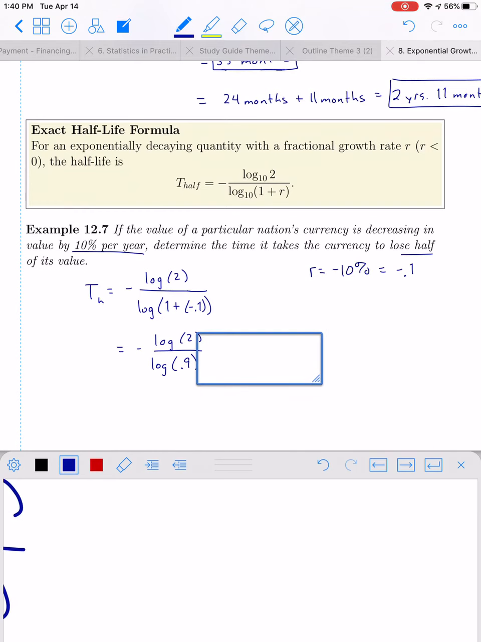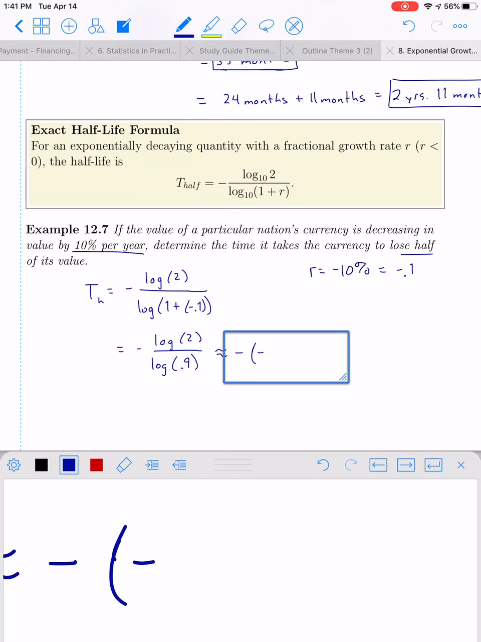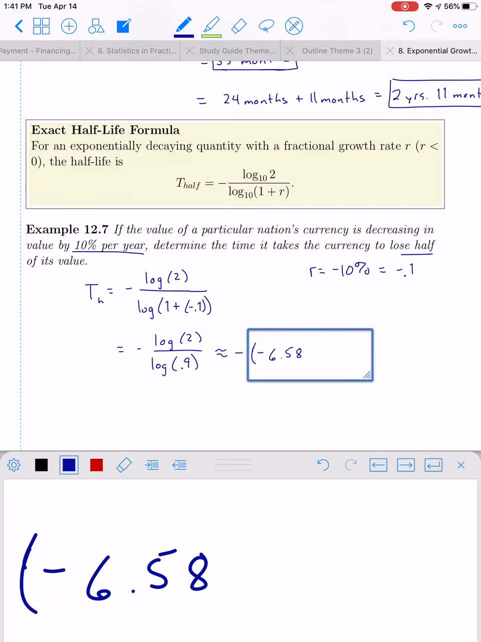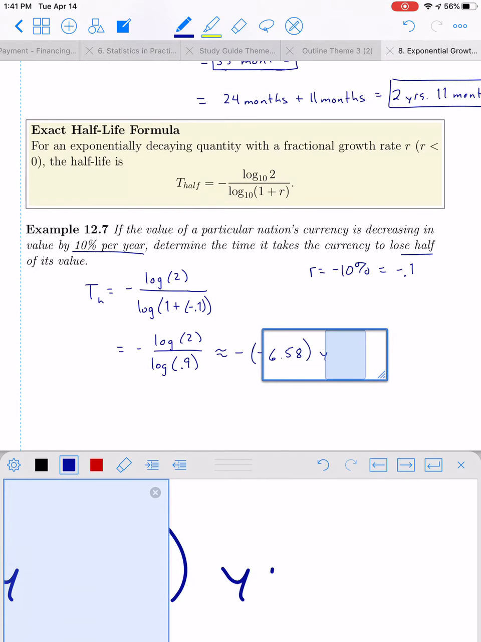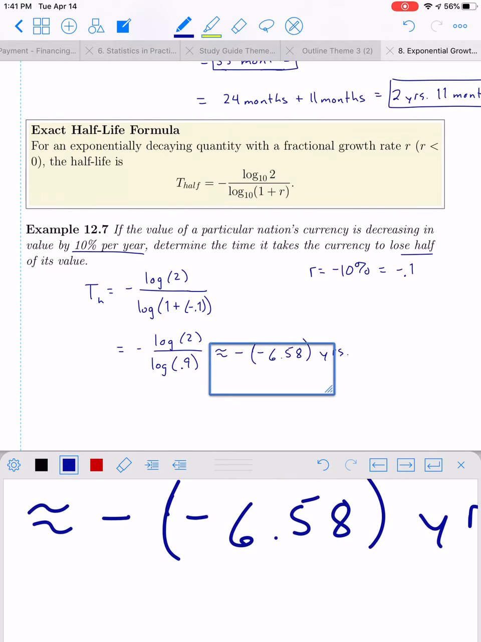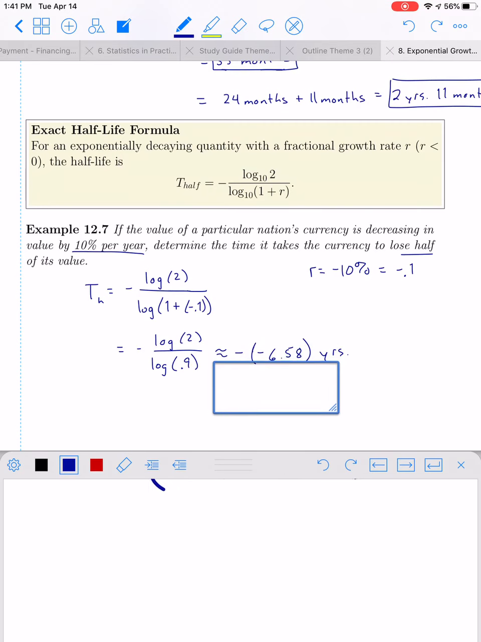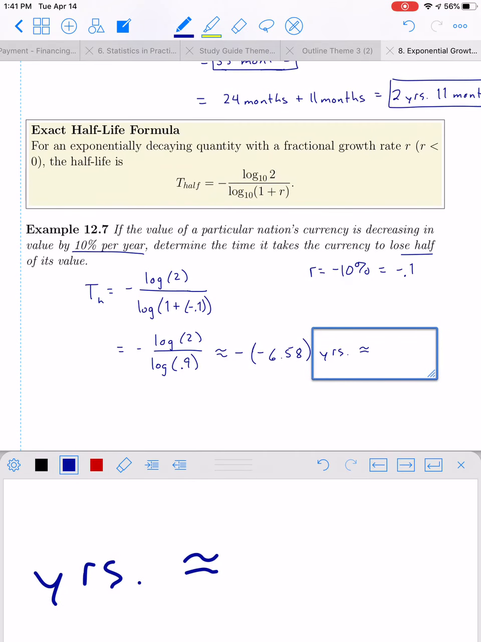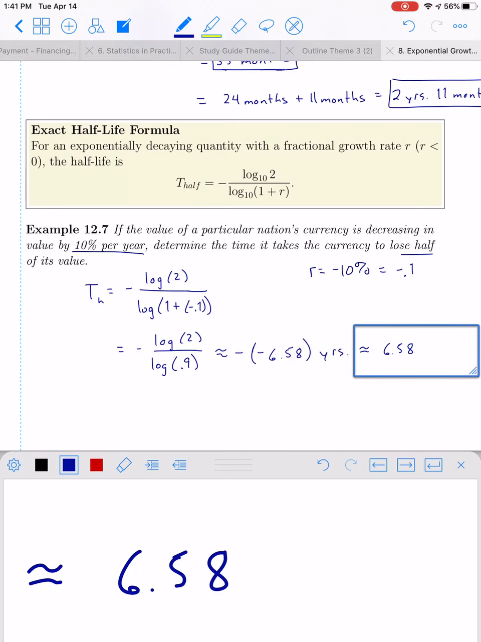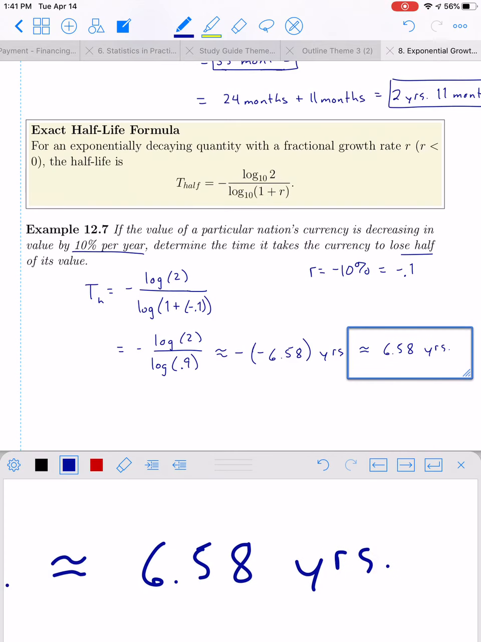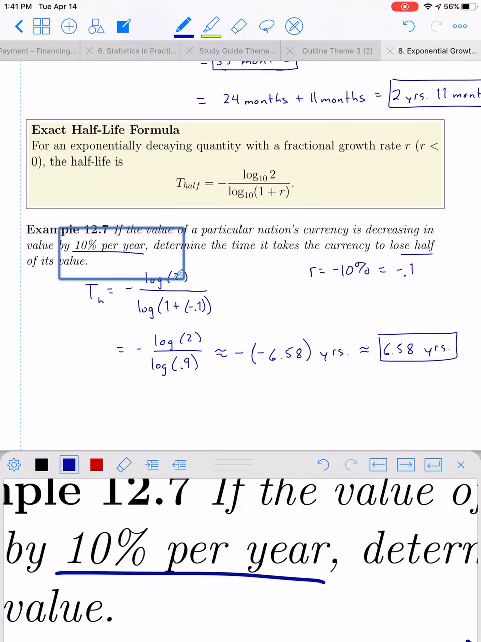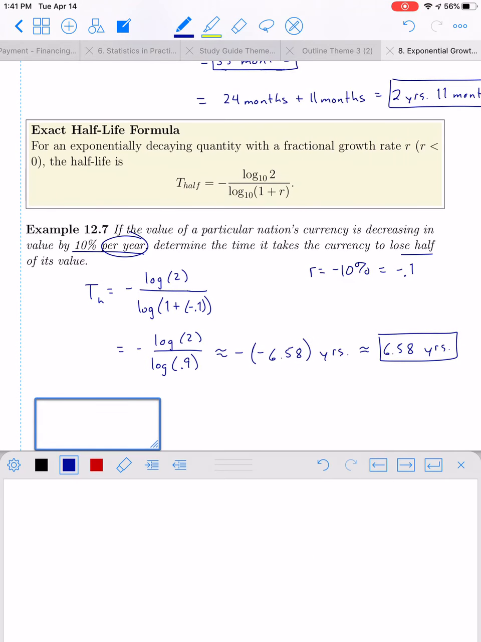So when we plug this into a calculator, we'll leave the negative sign out front. What we get out of our calculator is the following: negative 6.58 years, rounded to 2 decimal places. I have 2 minus signs here and here, so they cancel to be a positive. There's 6.58 years. Again, how do we know it was years? Well, it's because 10% per year was given at the beginning of the problem. It determined our unit of time from the start.